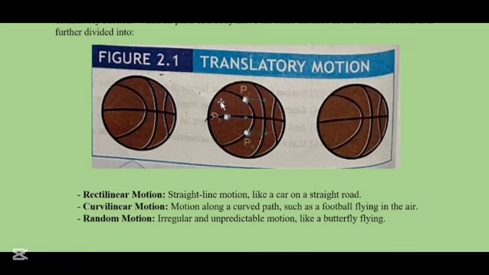Rectilinear motion is a straight line motion, like a car on a straight road, and curvilinear is the motion along a curved path, like a football flying in the air. Random motion is an irregular and unpredictable motion, like a butterfly flying.